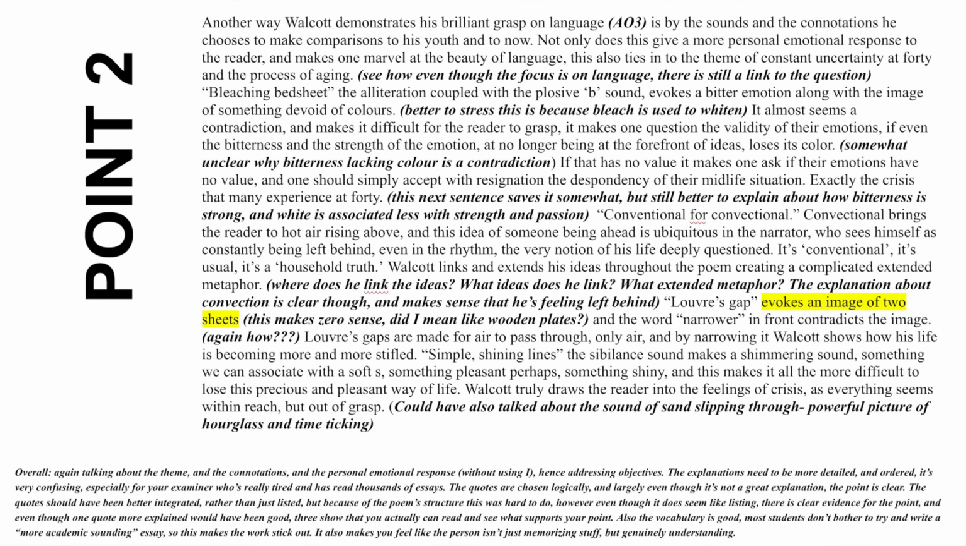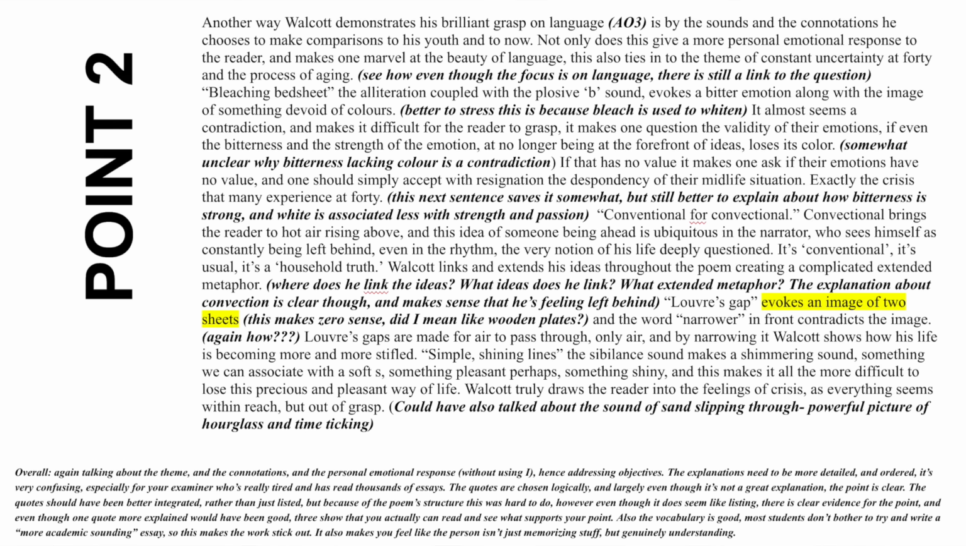Conventional for convectional. Convectional brings the reader to hot air rising above, and this idea of someone being ahead is ubiquitous in the narrator, who sees himself as being left behind. Even in the rhythm, the very notion of his life is deeply questioned. Louver's gap evokes an image of two sheets and the word narrower in front contradicts the image. Louver's gaps are made for air to pass through. By narrowing it, Walcott shows how his life is becoming more and more stifled.